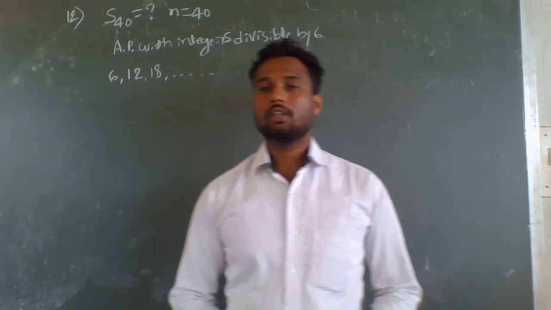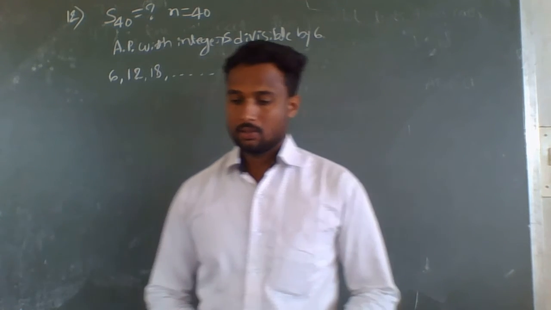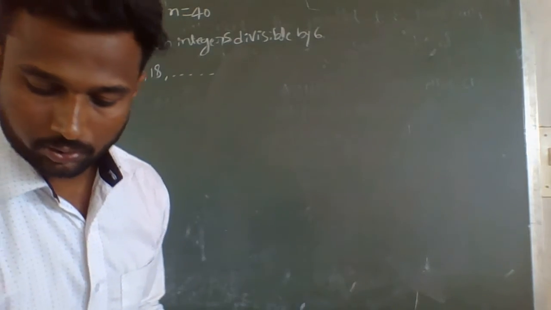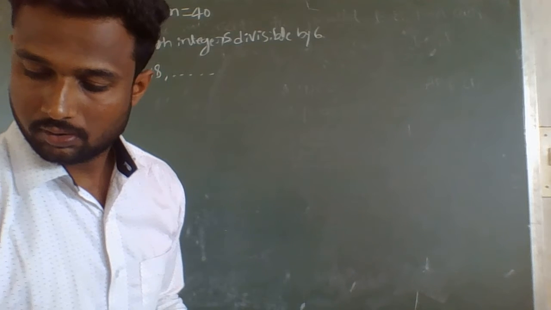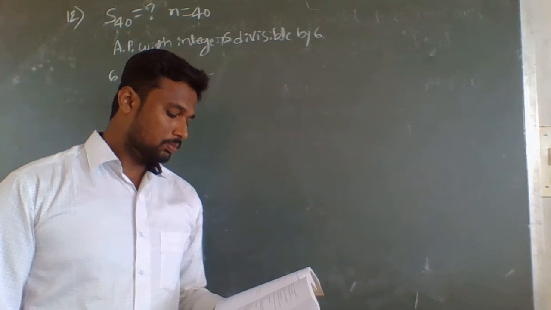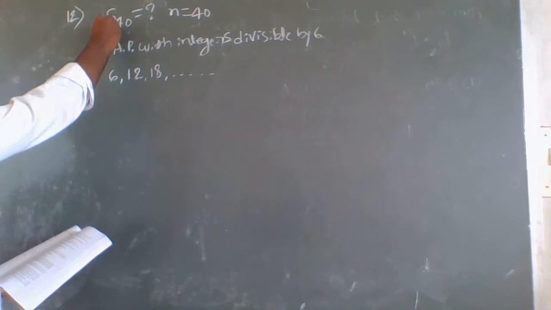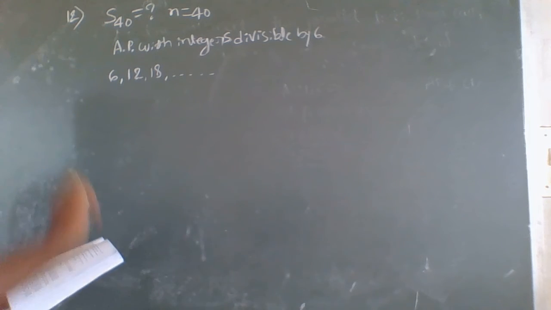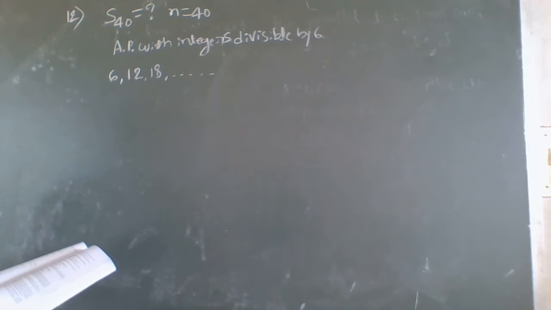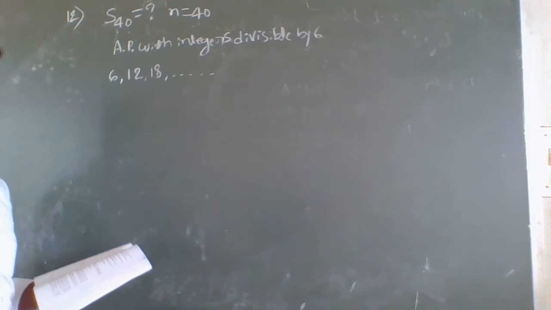Today I will continue with the 12th problem of exercise 5.3. Here, what they have given: find the sum of the first 40 positive integers. The sum of the first 40 means S40. We have to find out S40, because it is the sum of the first 40 positive integers, so the n value is 40 only.